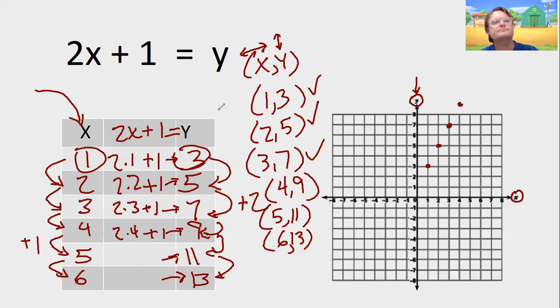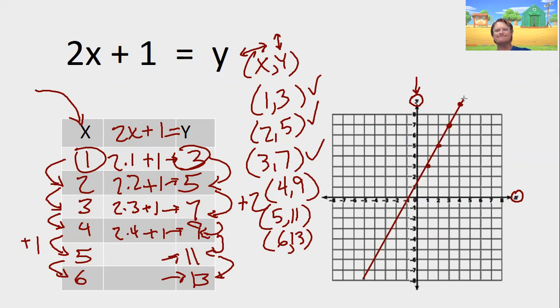Okay? Now look what happens. What can you tell me that you notice? Exactly. Good job. So hopefully what you notice is these points fall in a line.